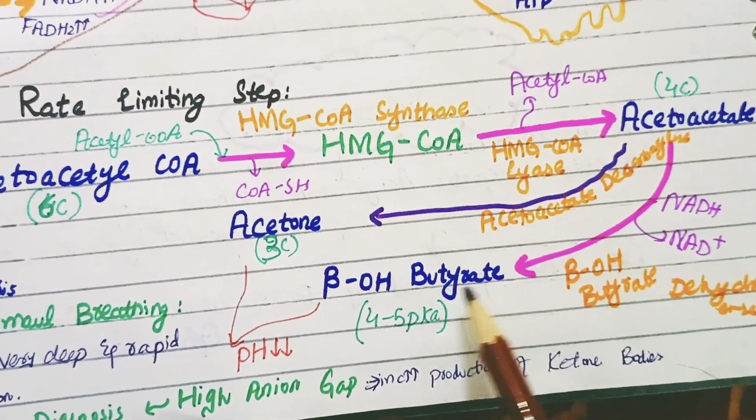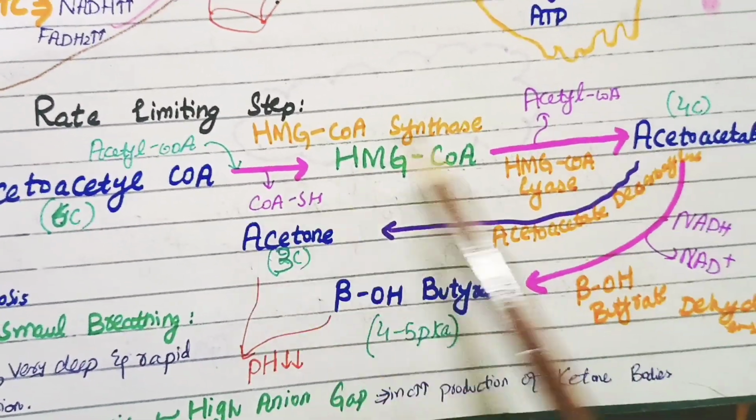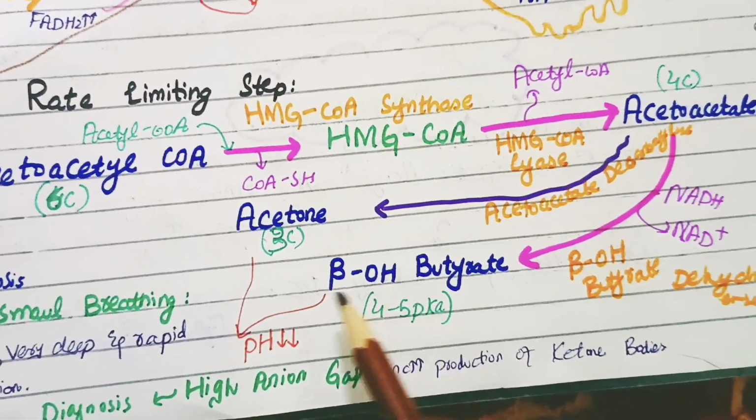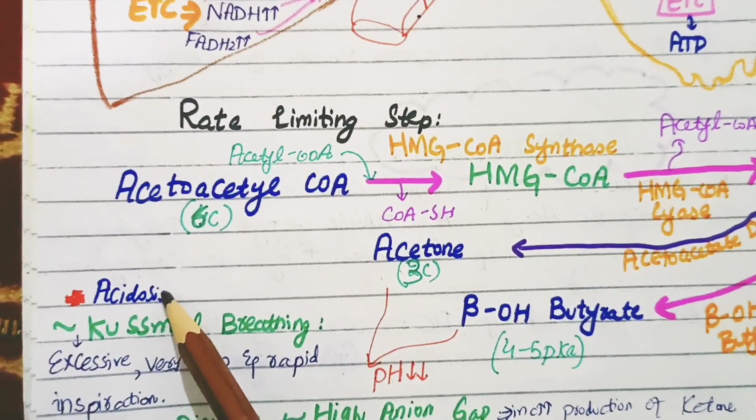Through these processes, we came to know that beta-hydroxybutyrate, acetone, and acetoacetate, all these ketone bodies are actually acidic in nature and have a pKa between 4 and 5. Therefore, they decrease the pH of the blood and result in acidosis, that is called ketoacidosis.